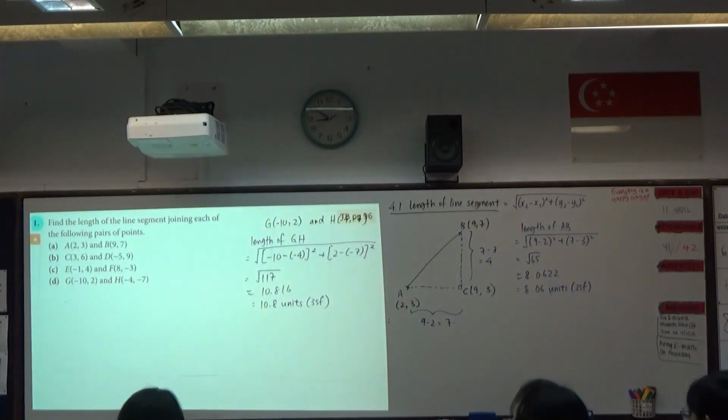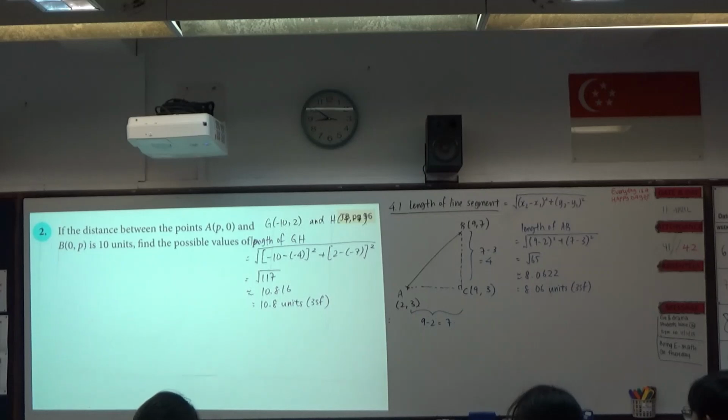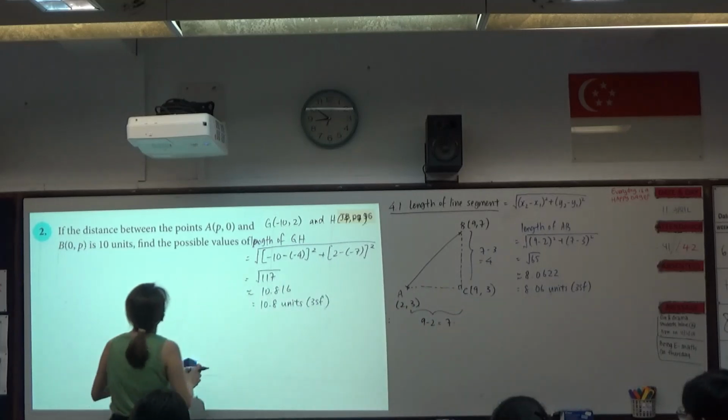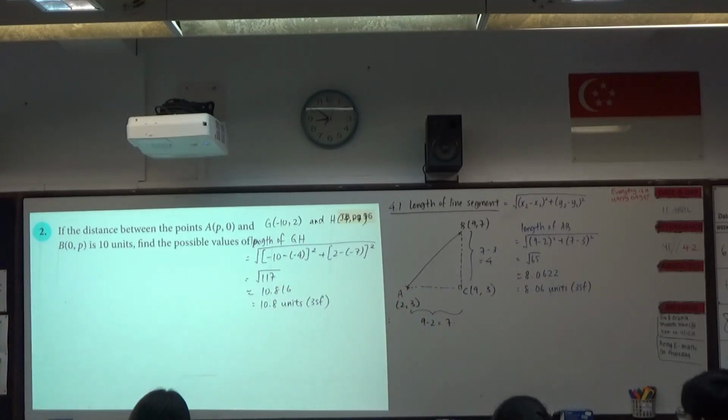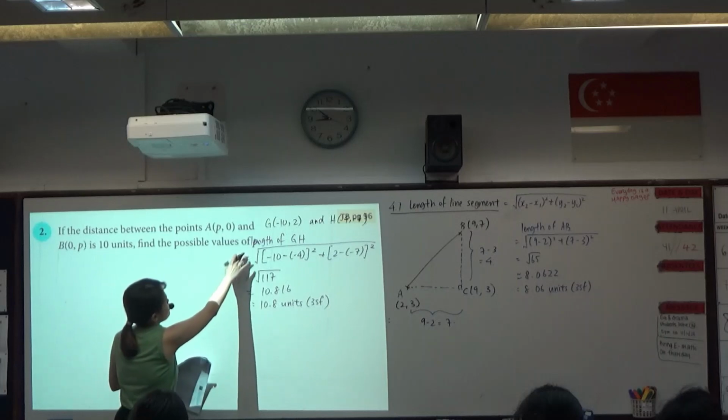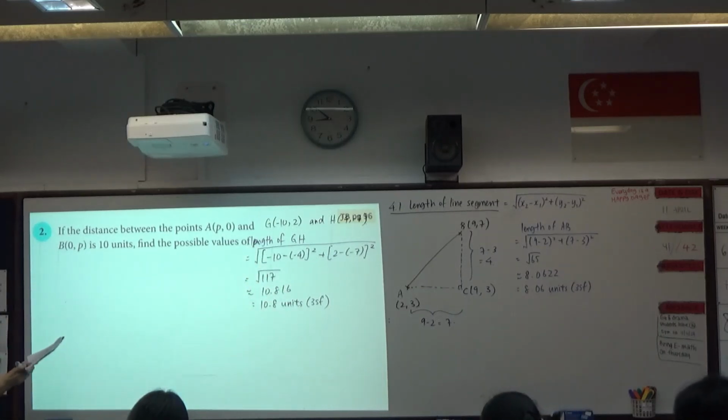Right, so those were from your exercise 4A. I want to run through this question here, because I saw a number of you didn't get this answer. So I'm curious how you all did it. It's similar to the one that was given in your SLS. So the question says that if the distance between the points A, which has the coordinates (p, 0), and B, which has the coordinates (0, p), is actually 10 units, we want to find the possible values of p.